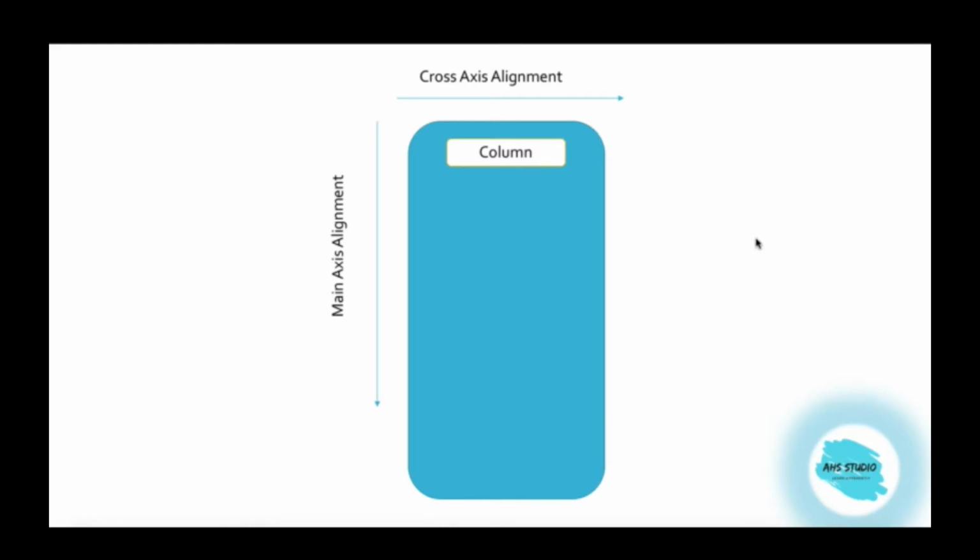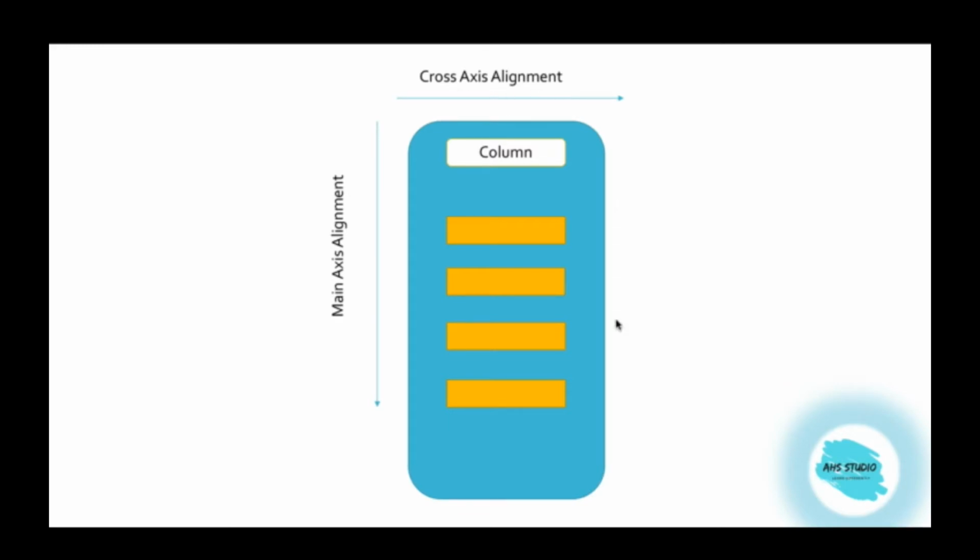The column widget is a kind of widget that contains other widgets inside. When we are putting widgets below each other, we need a column widget to arrange them vertically. When we are using a column, we are putting widgets vertically below each other until our screen is full of widgets. The main axis alignment for the column widget is vertical, and the cross axis alignment is horizontal.